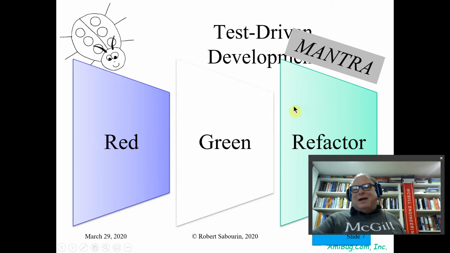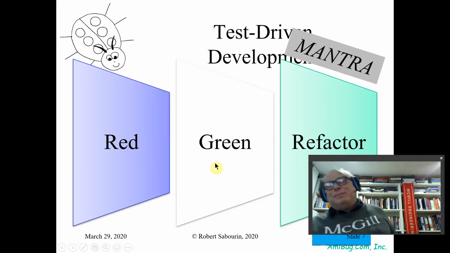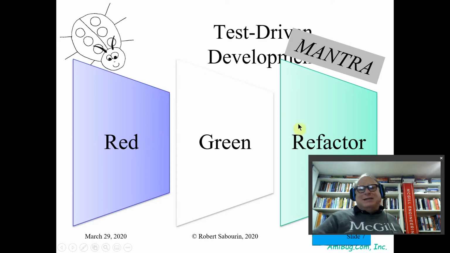Red, green, refactor. Red, wait for a failing test. Green, write just enough code to pass the test. And then when you get a new passing test, refactor. And when you change the code, run the old unit tests over again to make sure you didn't accidentally break something.